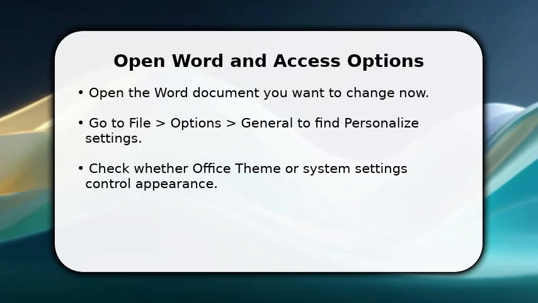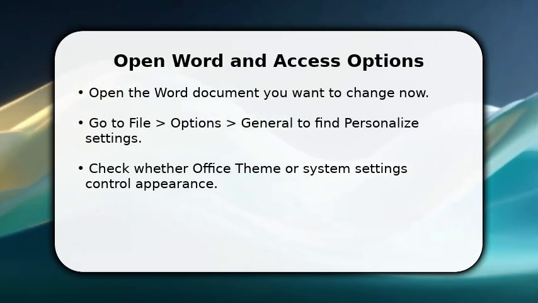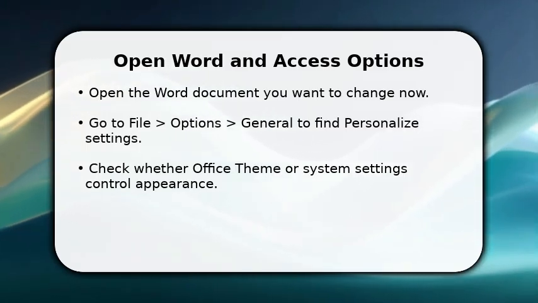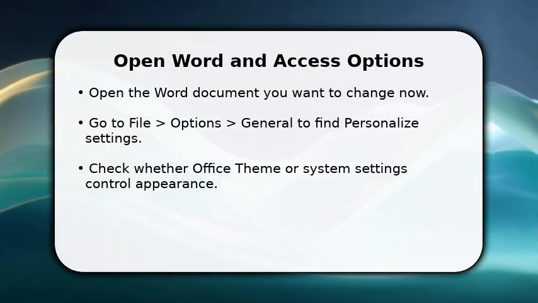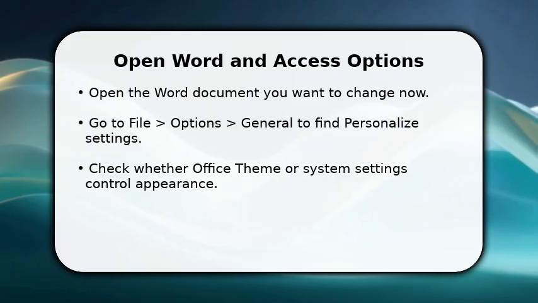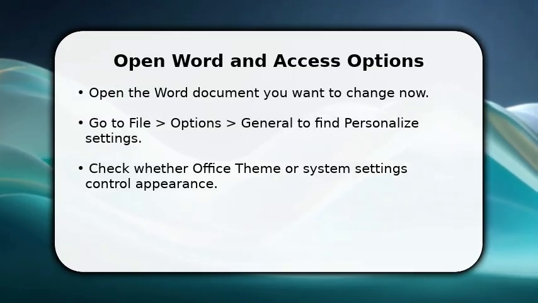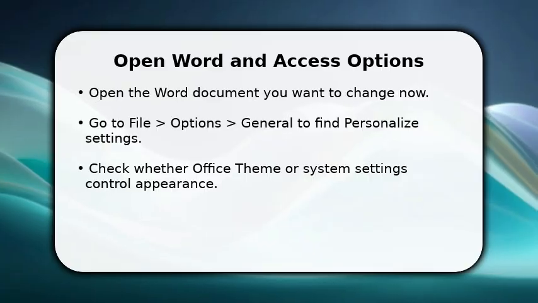You're starting immediately. Open the Word file and go to File, then Options, then General. You want to focus on the Personalize section because that controls Office Theme. Once there, look for Office Theme and note whether it's set to black or dark gray. That's the main cause of dark appearance.